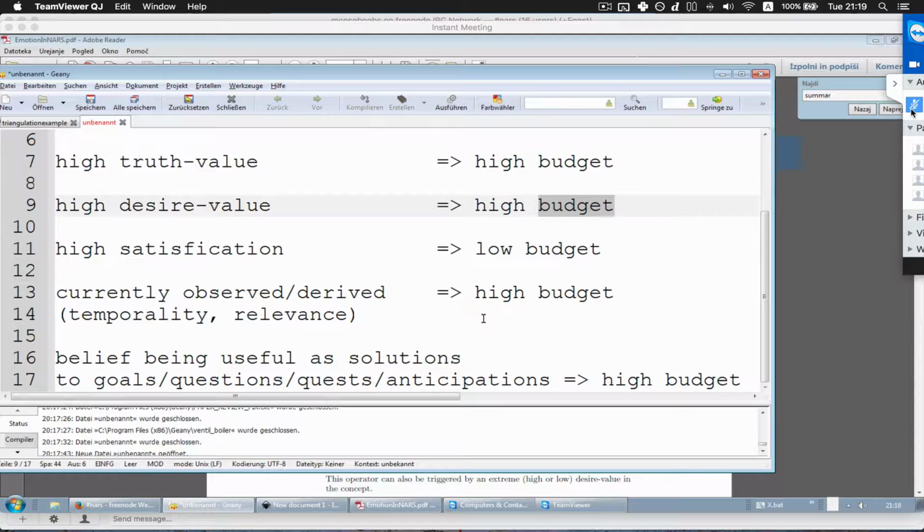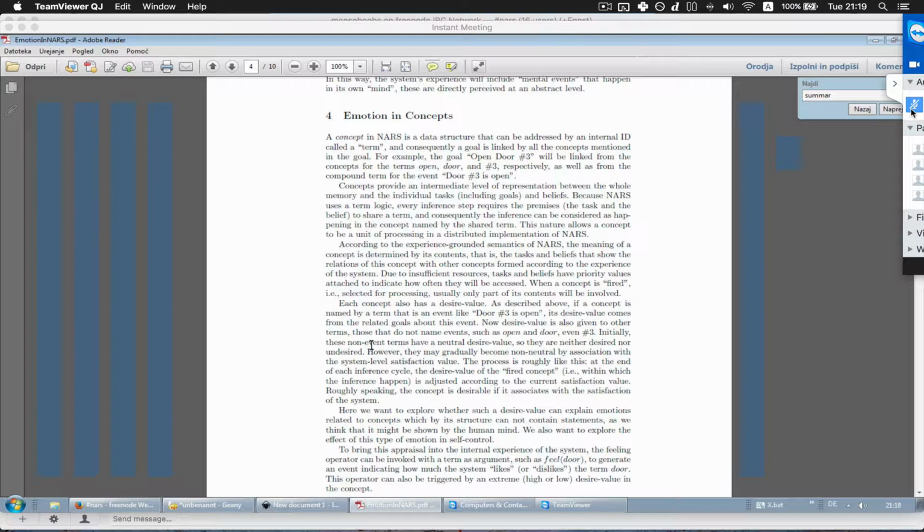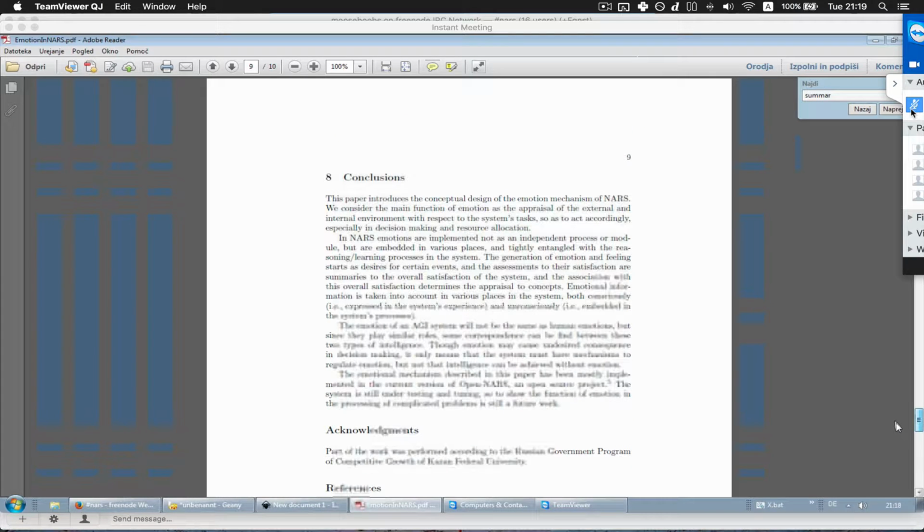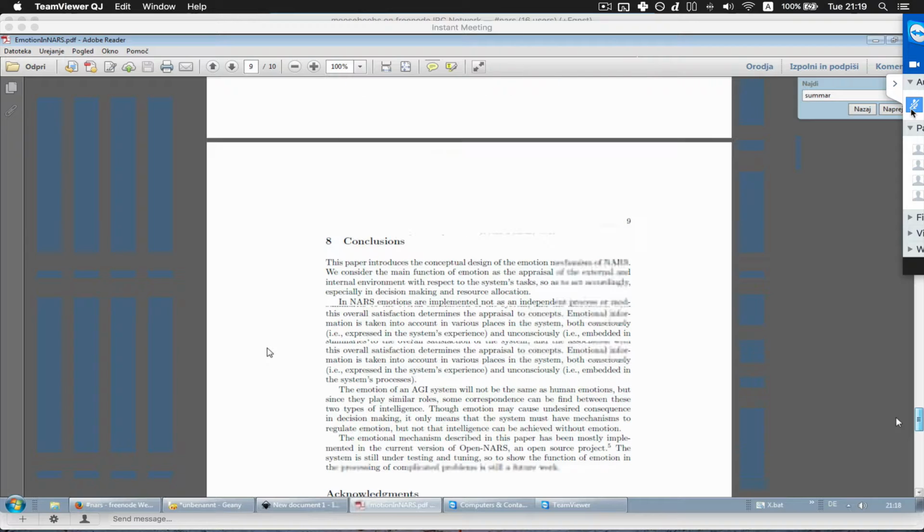I guess the analogy for desire is much more like a truth value really than a budget value. Okay. Conclusions. And that should play a role in resource allocation and decision making, which is already a lot.